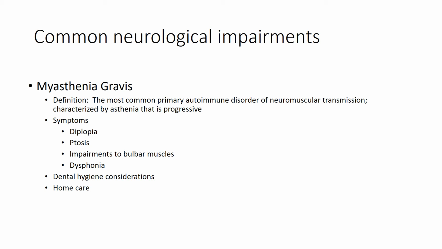Another common neurological impairment is myasthenia gravis, which is the most common primary autoimmune disorder of neuromuscular transmission. It's characterized by asthenia, or muscle weakness, that is progressive. Symptoms include diplopia, double vision, ptosis, drooping of the eyelids, impairments to bulbar muscles, so they may have difficulty swallowing or with their throat and mouth muscles, and dysphonia, which is characterized by difficulty swallowing and speaking.